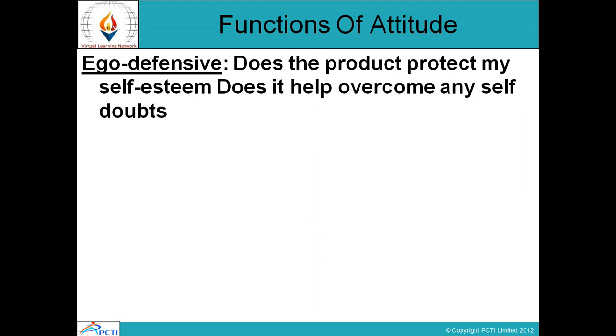When we talk of ego defensive function of attitude, here the question is, does that product protect my self-esteem? Does it help in overcoming any self-doubt? Right? We use a lot of cosmetics like deodorants, anti-pimple products, or we use a lot of mouthwashes and toothpaste. They are the products to cover your self-esteem, to subside your ego, to protect self-image. So attitudes which are formed to protect the ego or self-image from anxiety and threats help fulfill this function.